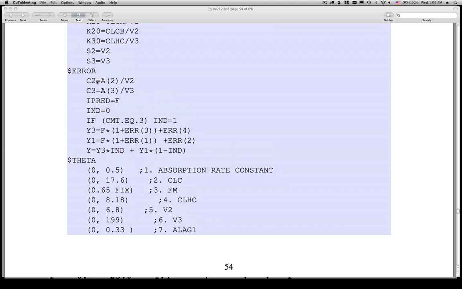In $ERROR, we have C2 and C3, or in other words, a prediction for the parent drug, which is compartment 2, and the metabolite, which is compartment 3. Both of these prediction models have their own residual random effects. What we would be correlating here is epsilon 3 with epsilon 1, and then epsilon 4 with epsilon 2. What we're saying is that across this multivariate observation, we would allow for the different components of the residual error to have some correlation.